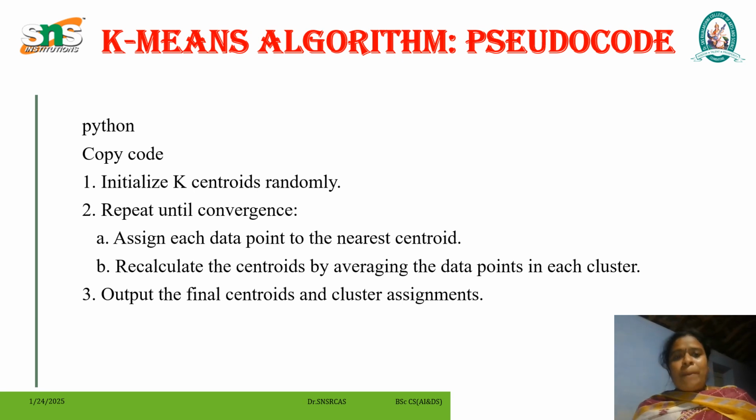Now we are using the Python code. First, initialize the k centroids randomly. Step 2, repeat until convergence. Assign each data point to the nearest centroid. Recalculate the centroids by averaging the data points in each cluster. Output the final centroids and cluster assignments.